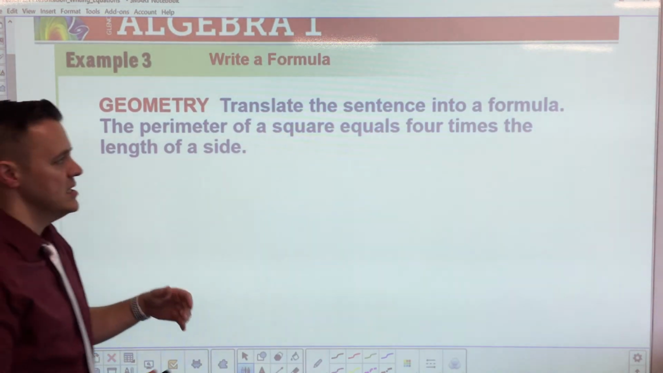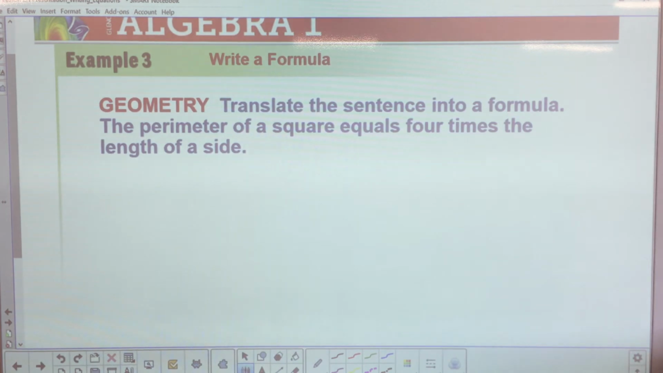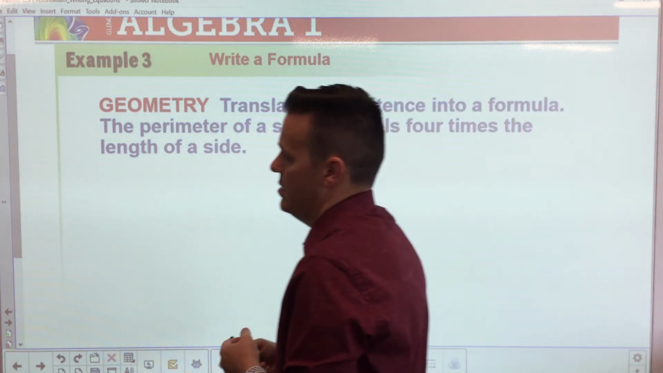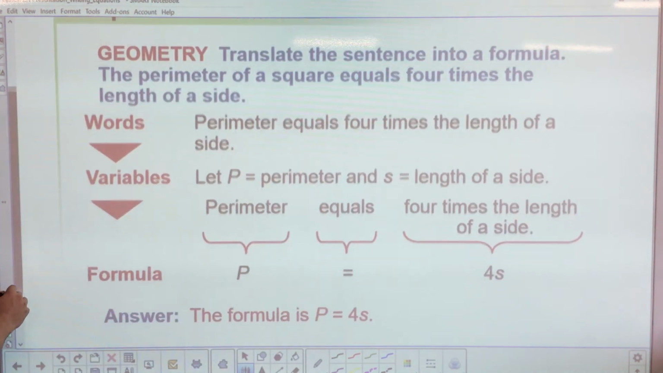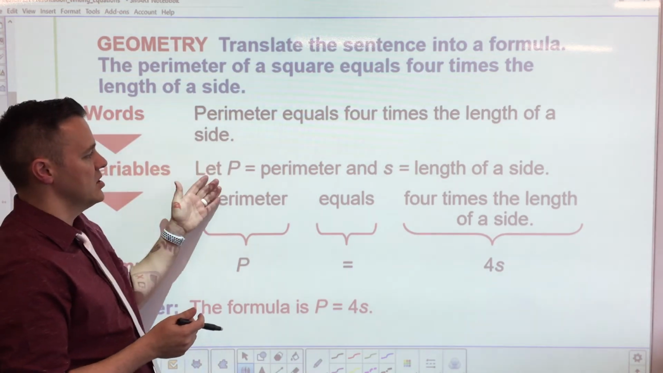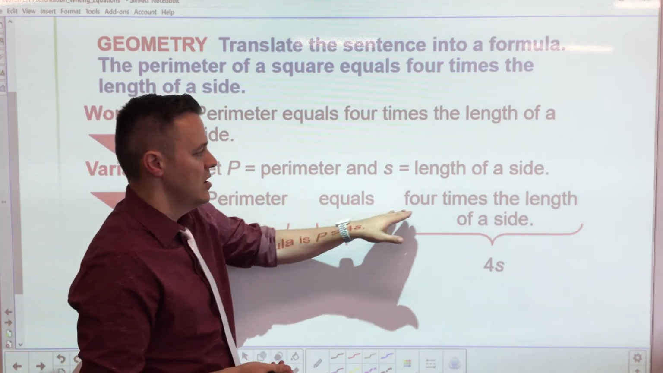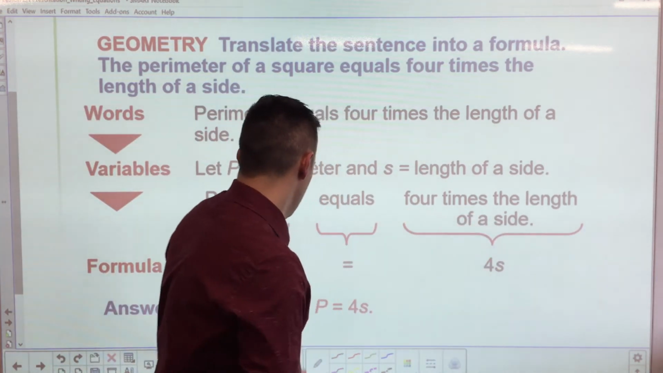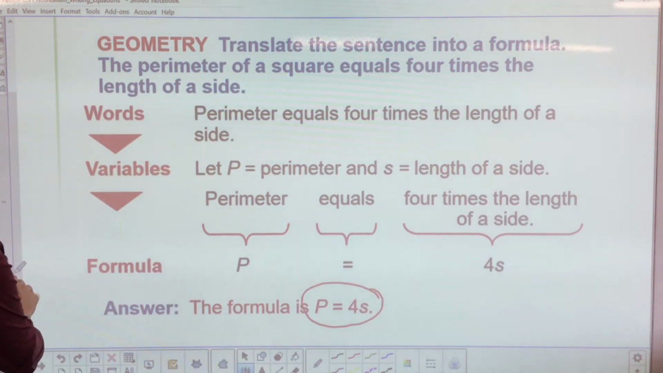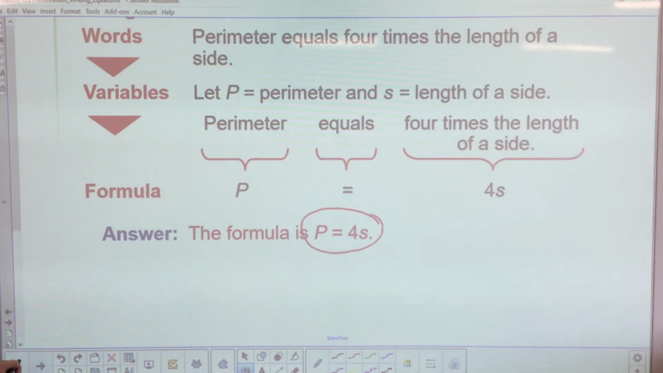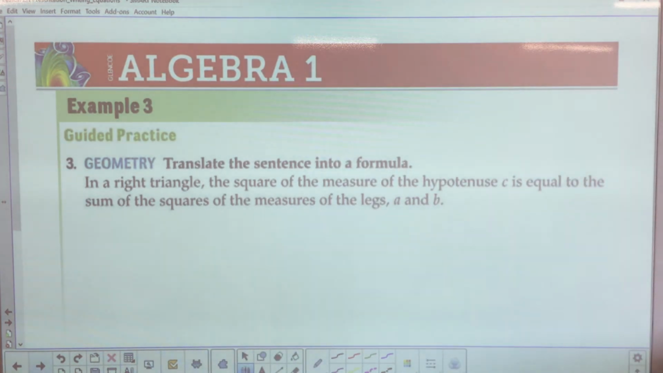Geometry. So, translate the sentence into a formula. The perimeter of a square equals 4 times the length of a side. Well, this is relatively simple. All right, the perimeter equals 4 times the length of a side. So we would go P in this case. Perimeter equals 4 times the length of a side. So perimeter basically is P equals 4s. Okay? Pretty straightforward when you guys are reading. Now I want you to work on it yourself. Creating a formula. Translate the sentence into a formula.